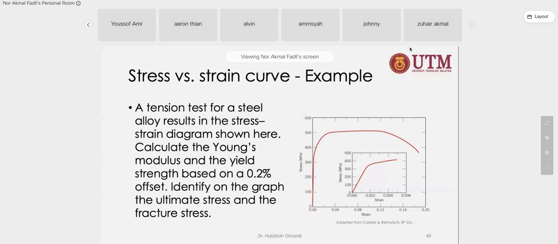Strain is dimensionless. So for example, you can take a point at 300 or 200, and look at the value for the strain. Let's say you take a point at 200 megapascal, still in the elastic region, divided by 0.001 strain value. So what is the Young modulus value? 200 gigapascal. Yes, 200 gigapascal. Easy, right? Just now I showed you the Young modulus for steel, which is about 200 gigapascal.